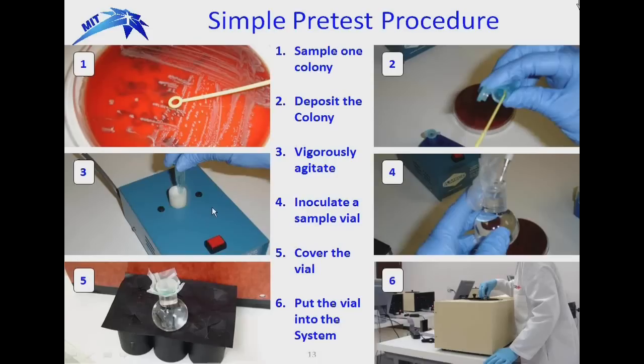In step 3, the microcentrifuge tube is vigorously agitated with a vortex mixer for about 20 seconds. This breaks up the colony mass into individual cells. This is especially important for species that like to stick together in chains or in clumps of cells. Step 4, pipette 1 microliter of the dilution into a sample vial that is filled with filtered water. Next, cover the sample vial with a square of parafilm, and then finally put the inoculated sample vial into the MIT003A test chamber.